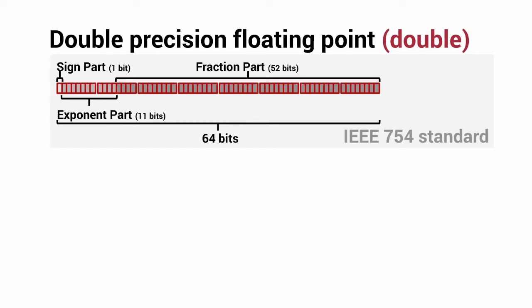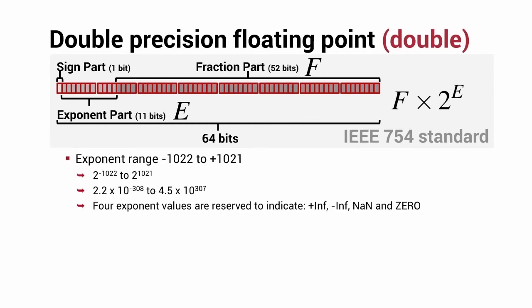This particular layout is defined by the IEEE 754 standard. So floating point numbers on almost all computers today are represented in this particular fashion. Now, if we denote the fraction part by F and the exponent part by E, the actual value that's represented is F times 2 to the E. So E is the exponent part and F is the fraction part, sometimes also called the mantissa. Now, the exponent has a range of minus 1022 to plus 1021.